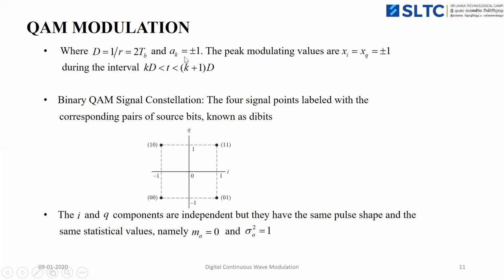And a_k equal to plus or minus 1 is the amplitude level for the incoming bits. The peak modulating values for in-phase and quadrature have only two levels, positive and negative values. That is the duration for the time.